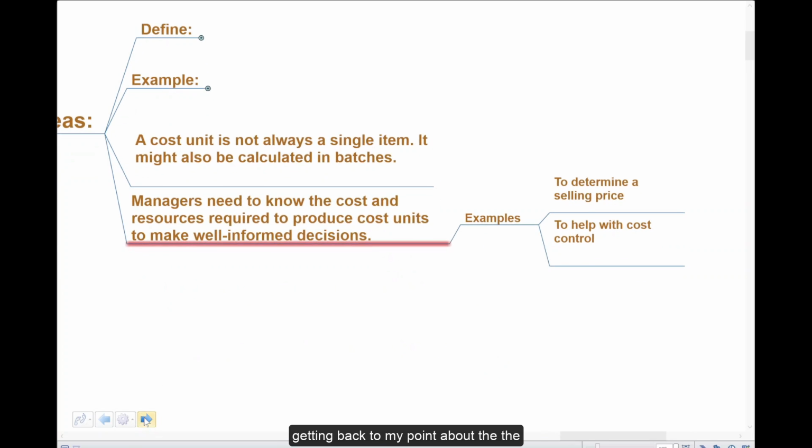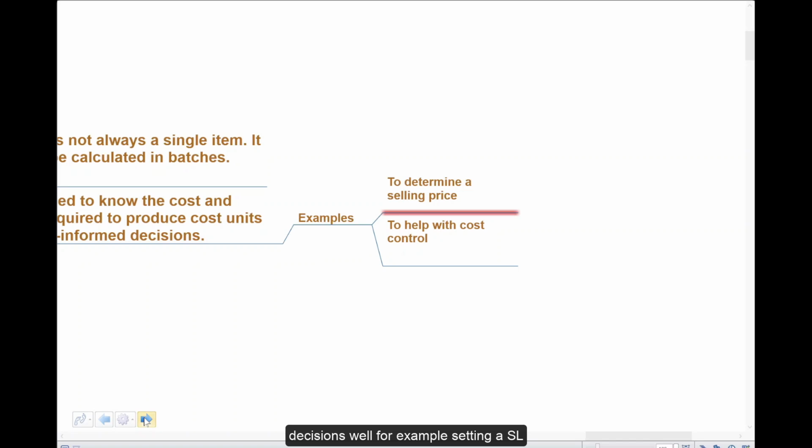And getting back to my point about the use of this particular area, really an understanding of costs and indeed the resources required to produce cost units helps managers make decisions. What decisions? Well, for example, setting a selling price. Outside of that, controlling costs.